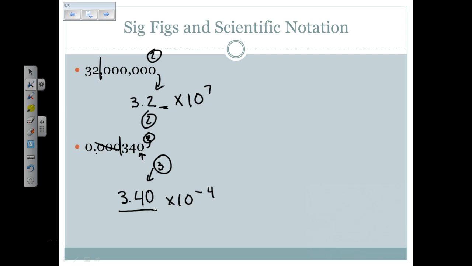Okay, so if it's a number in scientific notation, we don't look at the power or the exponent. We just look at the number in front and how many numbers are there, 0 or no 0. Okay, so that's all of scientific notation.